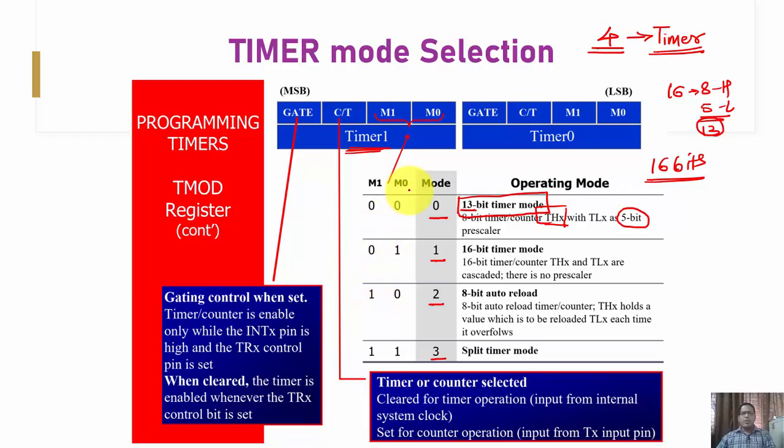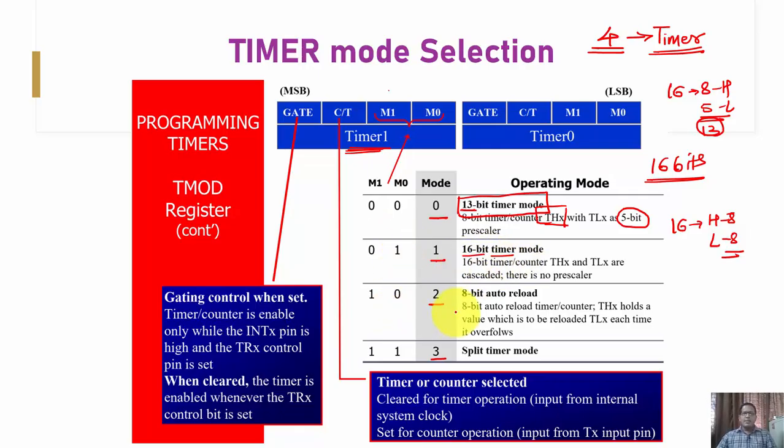The second mode, when we configure the status of the bits as 0, 1, is called mode 1, in which the timer works in 16-bit timer mode. It means all the 16 bits which are present, the lower 8 bits and the higher 8 bits, are utilized when it is configured in 16-bit timer mode.